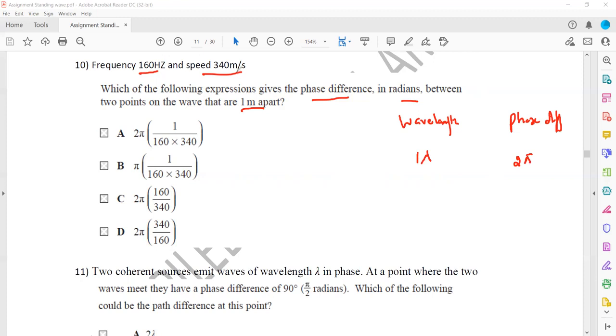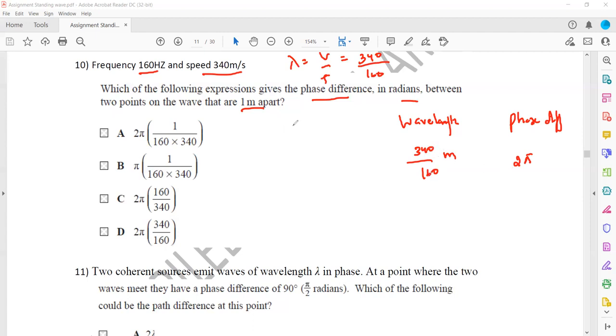Now first we have to work out the wavelength here. What is the wavelength of this wave? Wavelength is speed divided by frequency. So speed is 340 and the frequency is 160 hertz. So one wavelength in this example is 340 divided by 160. So 340 divided by 160 is equal to 2 pi radian. Because they did not solve it in the options, I'm not solving it into decimal. I just write 340 by 160.